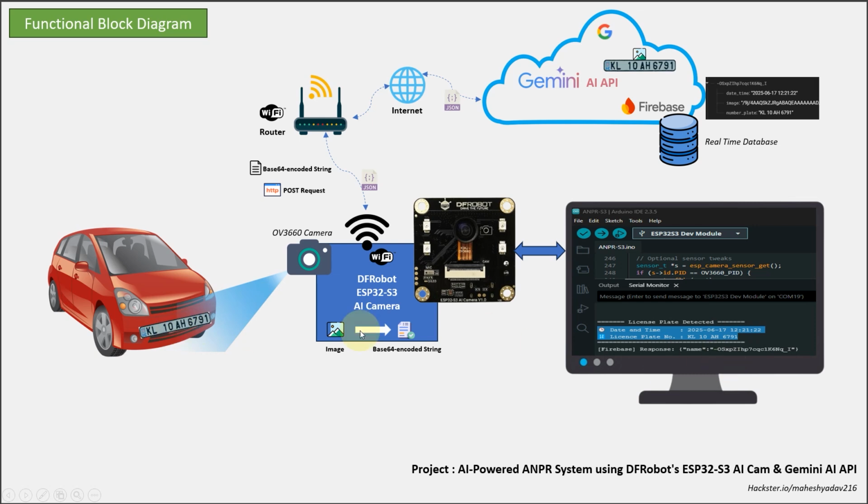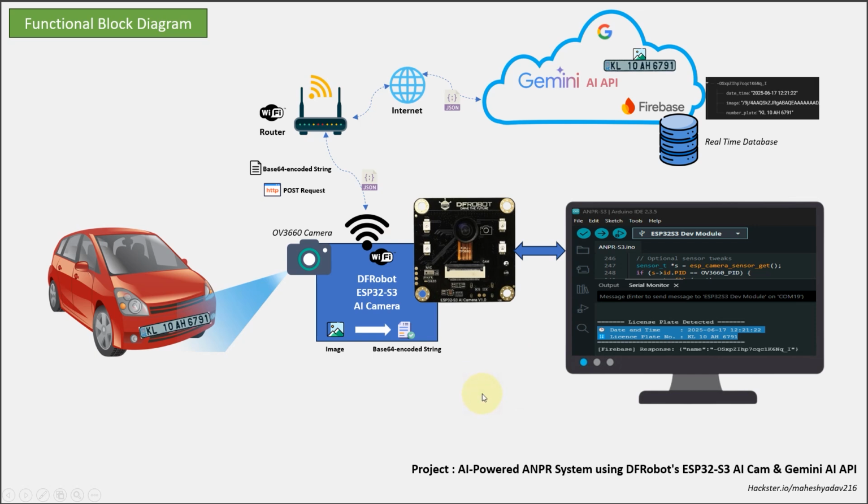When the number plate image is captured, you will get license plate detected, the date and time, and the license plate number. If the response is valid, then it will send all of it to Firebase. You can see the name of this table. All right, so in this way this project functions. This is a short, brief explanation of the functional block diagram of this project.